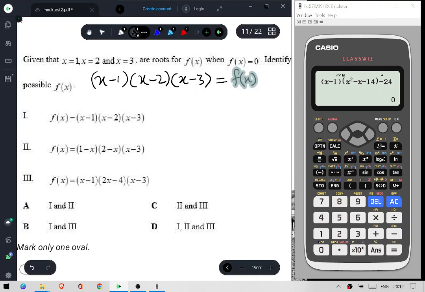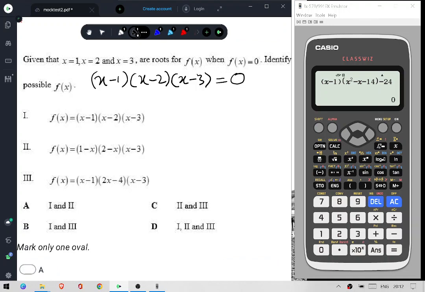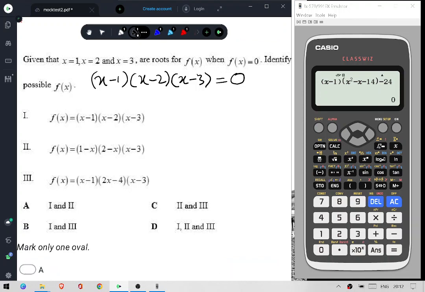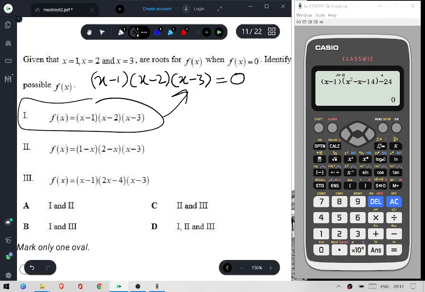Okay, so kita boleh samakan dengan 0 over here. Identify the possible value. Kenapa possible? We can see the variety of form. Because since equal 0, we can do anything that we want. Okay. For example, this one is the answer lah.